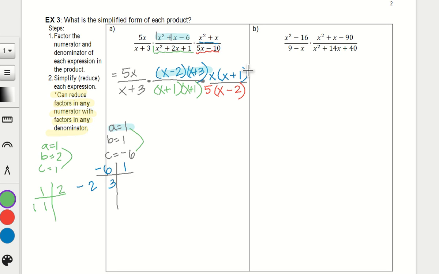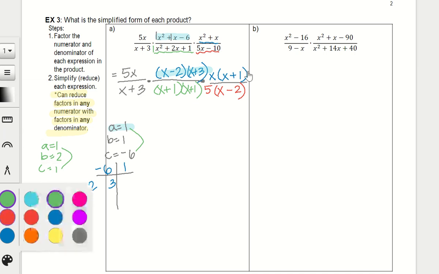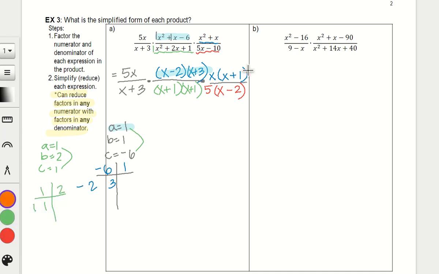If I had to find my domain, I would be excluding negative 3 for the first denominator, negative 1 for the second denominator, and positive 2 for the third. So don't lose that skill. We will still use it in problems. So it's important to remember that those are the excluded values.